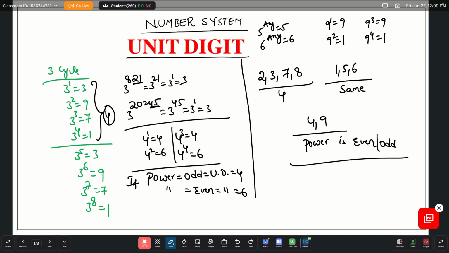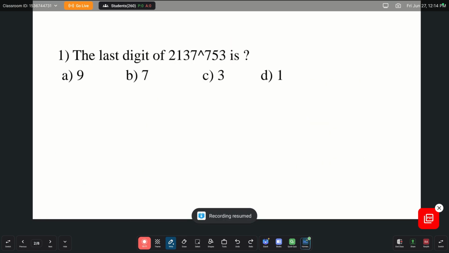Power is even or odd. So we need to remember in 2, 3, 7, 8 after 4 steps we are having the repetition. 1, 5, 6: 1 for anything is 1, 5 for anything is 5, 6 for anything is 6. In 4, 9, we need to check whether power is even or odd. In 4 power even number, unit digit is 6. In 9 power even number, unit digit is 1.